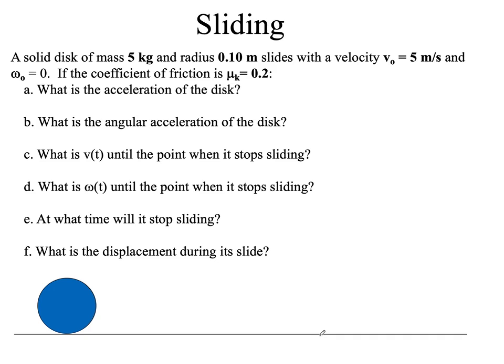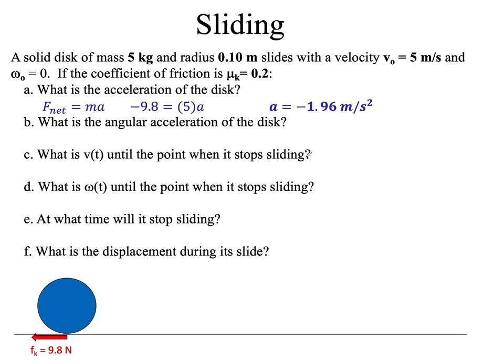So here's a real practical example. A solid disk of mass 5 and radius 0.1 slides with a velocity of 5 and initial omega equals 0. If the coefficient of friction is 0.2, what's the acceleration of the disk? Well, the force of gravity is going to be 49 newtons, normal force 49 newtons. And the force of friction then is just 49 times mu. 49 times 0.2 gives us a force of kinetic friction acting at this point of contact of 9.8 newtons. So what's the acceleration of our disk? Just F equals ma. Net force is negative 9.8 newtons equals the mass 5 times a, and our acceleration is negative 1.96.